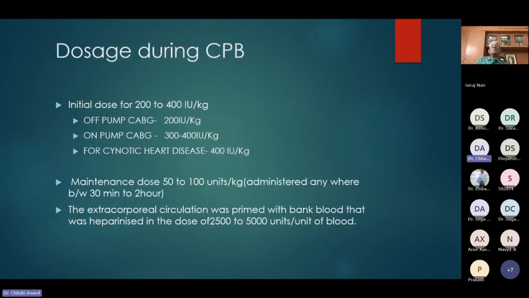Dose during CPB. Initial dose is 200 to 400 international units per kg. Off-pump CABG dose is 200 international units per kg. On-pump CABG is 300 to 400 international units per kg. For cyanotic heart disease, it is 400 international units per kg. Maintenance dose is 50 to 100 units per kg, administered anywhere between 30 minutes to 2 hours. The extracorporeal circulation was primed with bank blood that was heparinized in the dose of 2,500 to 5,000 units per unit of blood.